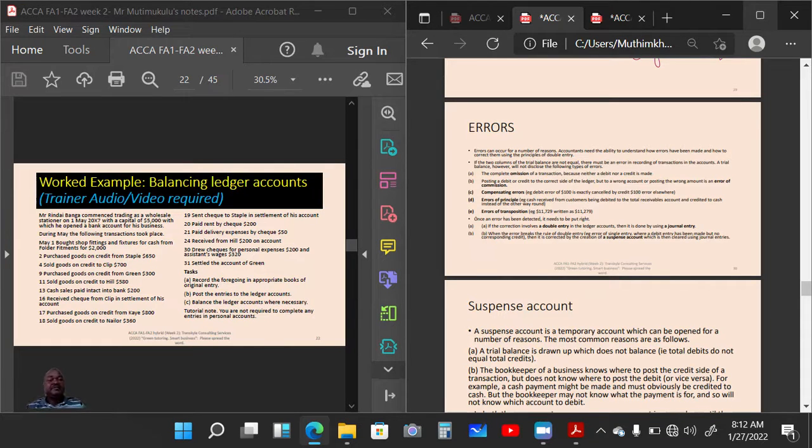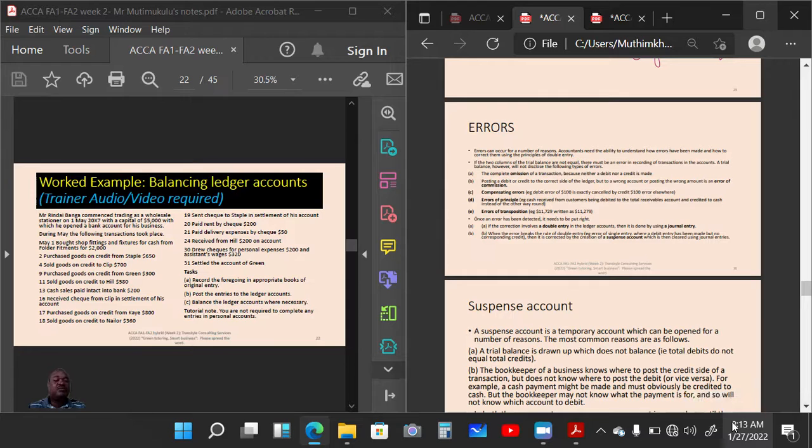Once an error has been detected, it needs to be put right. If the correction involves a double entry in the ledger accounts, then it is done by using a journal entry. Remember, we talked of the journal entries. Then when the error breaks the rule of double entry, for example single entry, where a debit entry has been made but no corresponding credit, then it is corrected by creation of a suspense account, which is then cleared using journal entries.